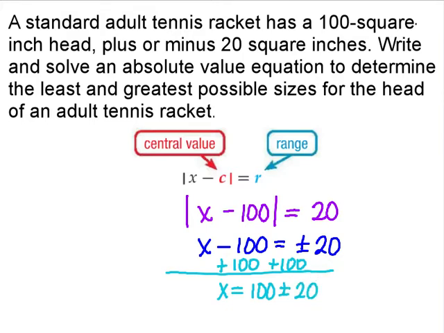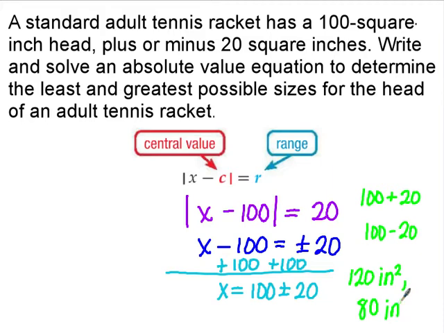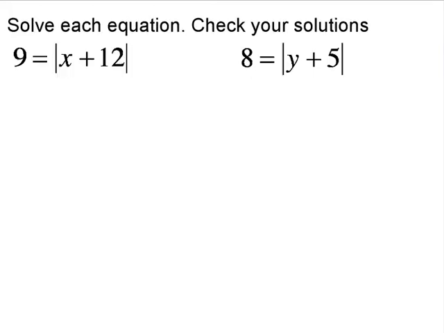The first problem is 100 plus 20. And the second problem is 100 minus 20. And so it said to determine the least and greatest possible sizes. What's my first size going to be? 120 square inches. And then what's the other one? 80 square inches. So in order to get rid of an absolute value sign, you have to use both the positive and negative. So let's go ahead and look at some bigger equations here.